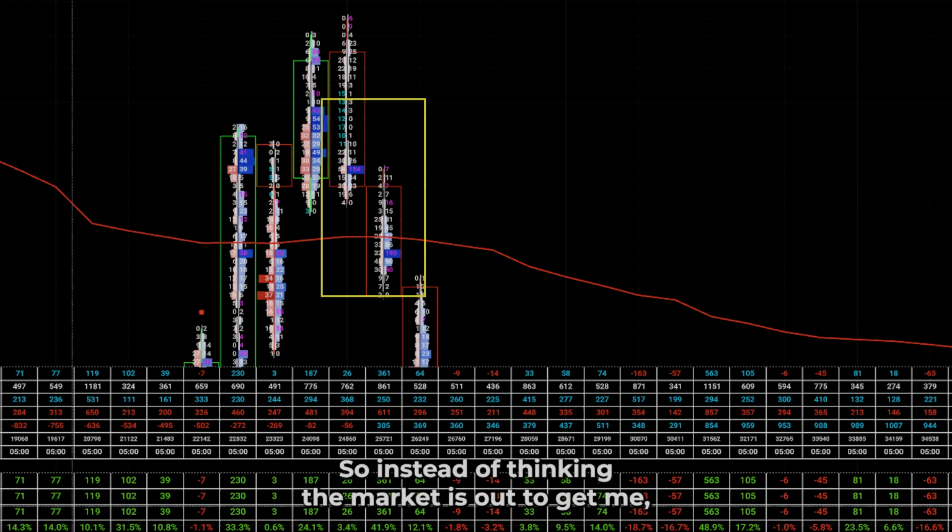So instead of thinking the market is out to get me, think, was my stop sitting in the same place everyone else put theirs? If so, price only needed a small push to clear them out before moving in the real direction.